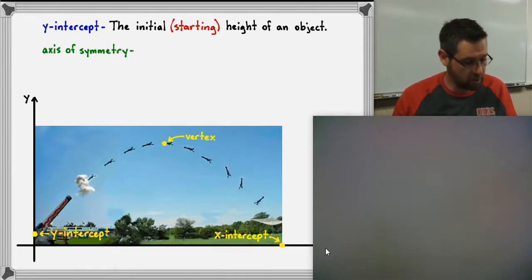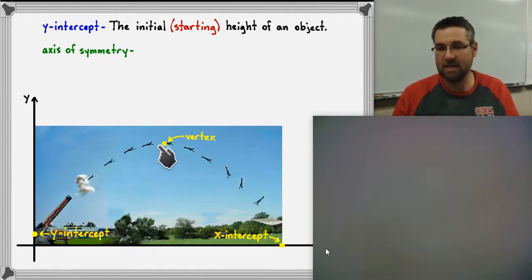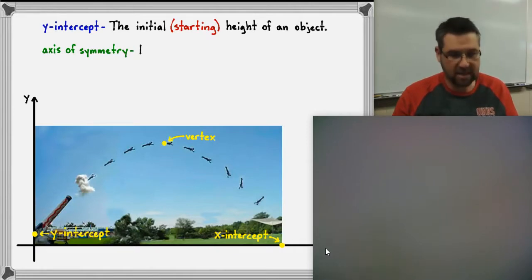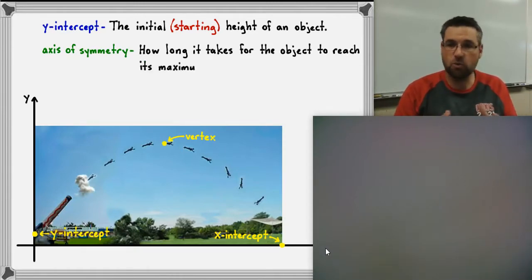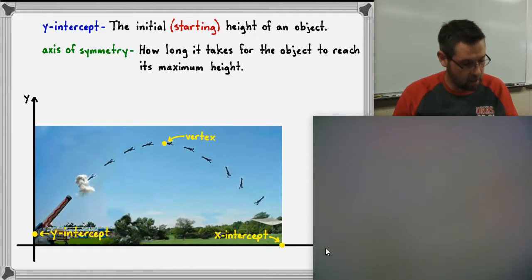What is the axis of symmetry in context? Well, the axis of symmetry is this line that cuts the parabola in half that reflects the parabola. But notice the axis of symmetry here occurs when the guy is at his highest point. So we would say the axis of symmetry is how long it takes for the object to reach its maximum height. So in this case, it took maybe 50 feet for him to reach his maximum height. Or in some context, it took 3 seconds for him to reach his maximum height.